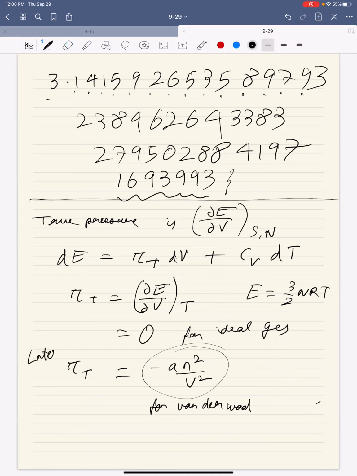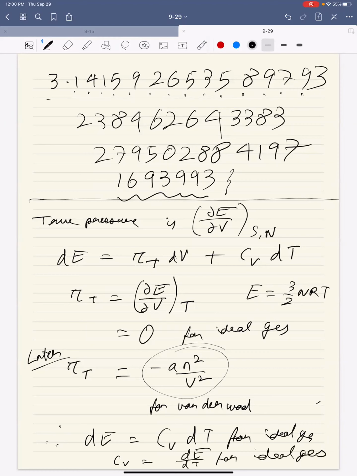So later we will see that pi t is equal to minus an square by V square for a van der Waals gas. But for now we know that pi t is equal to 0 for an ideal gas. Therefore, dE is equal to Cv dT for ideal gas, or Cv is equal to dE by dT for ideal gas, right? So for an ideal gas, there is no partial derivative, because it makes sense, right? The equation of state just depends on nRT. There is only temperature in this one. Yeah, it's simple.